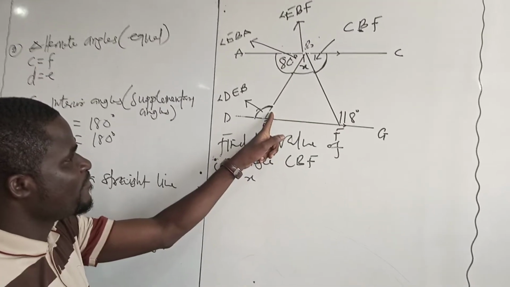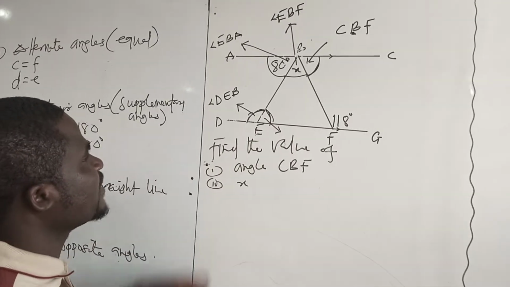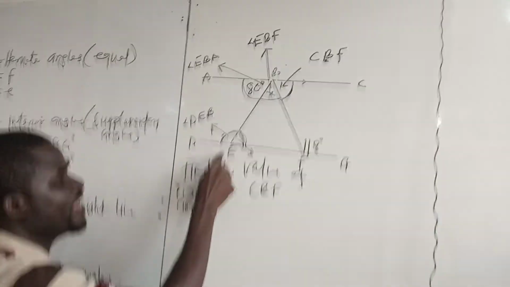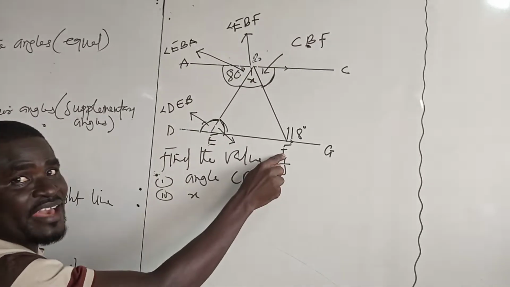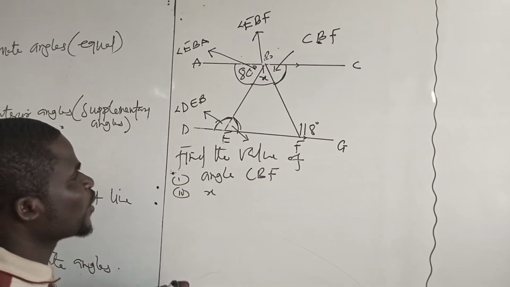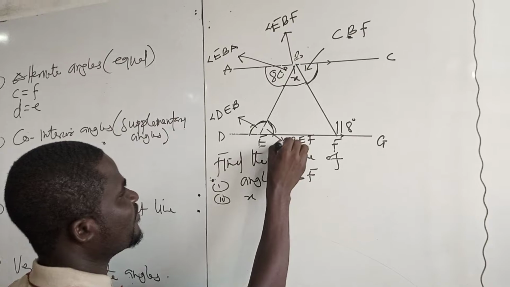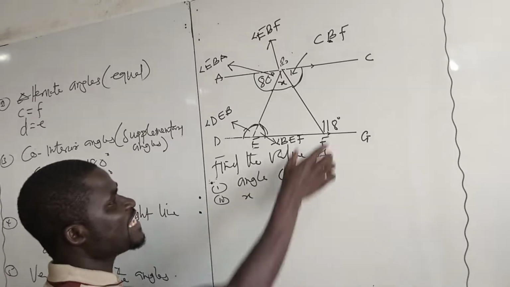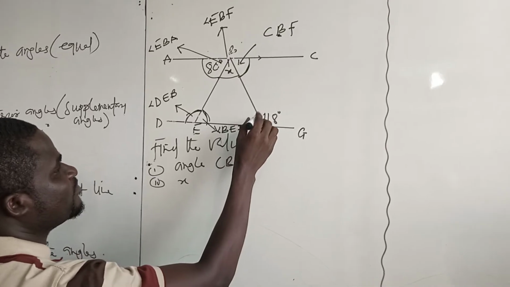Now let's come here. This angle, this one. Now this one, it will be angle BEF, or FEB. So BEF. This one, this angle. Okay? Good. Now let's come here. This one we have this angle.